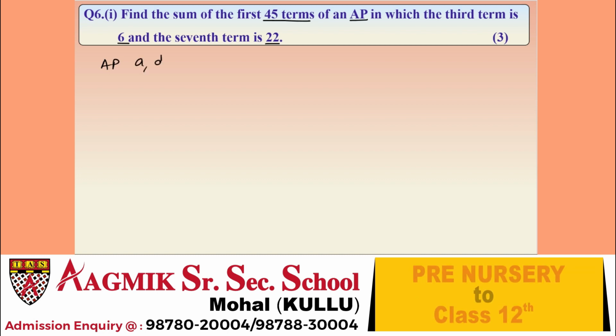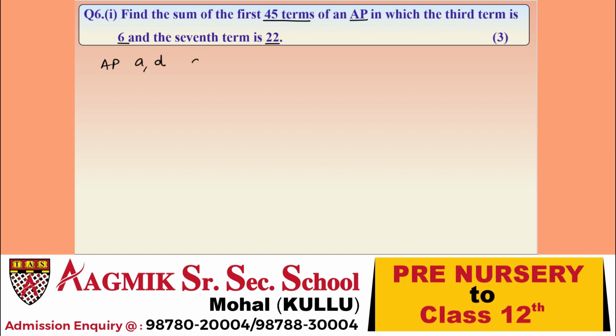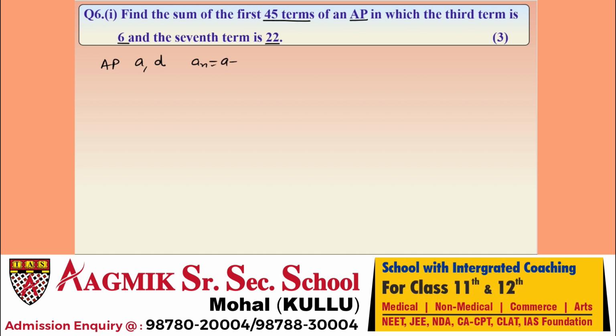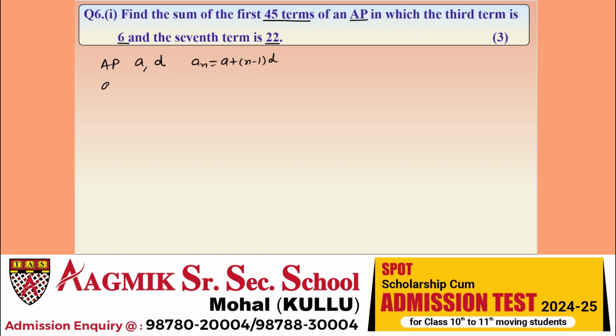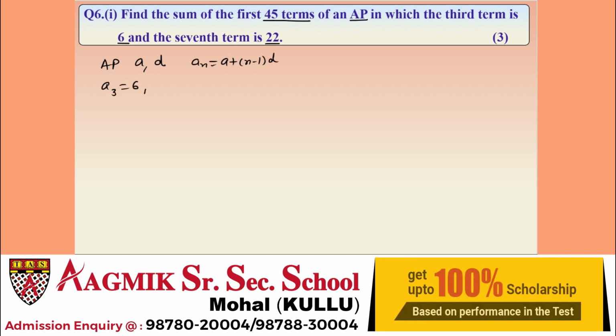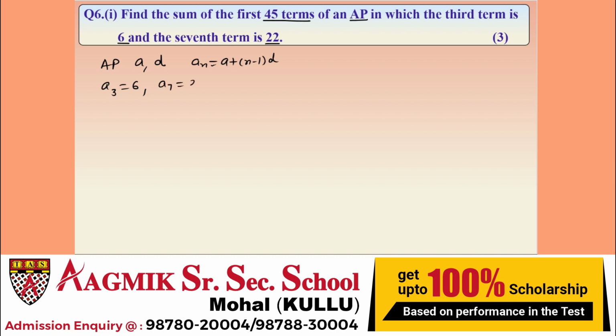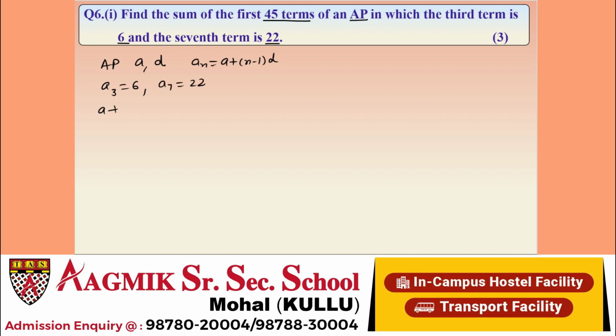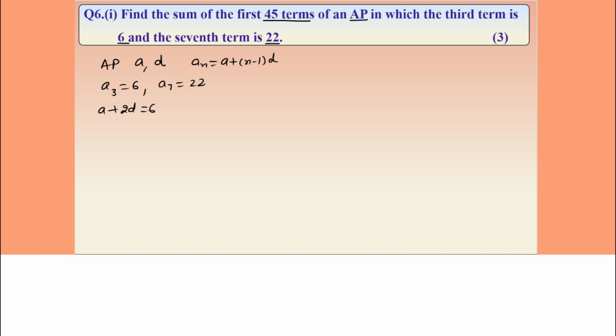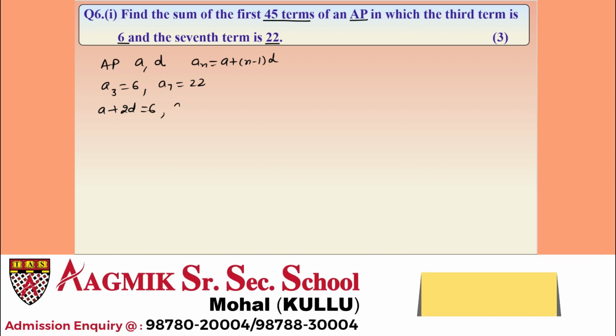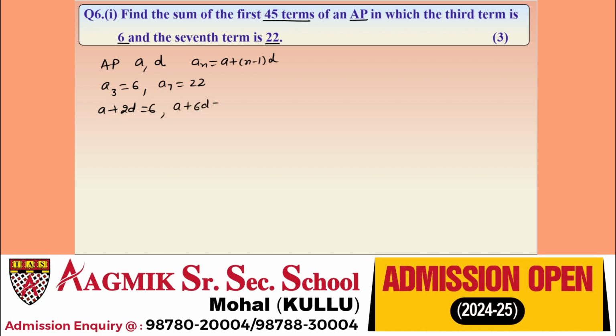Let the first term be A and the common difference be D. We know that the nth term has the formula A plus (n minus 1) into D. We are given that the third term, A3, is equal to 6 and the seventh term is 22. So the third term means A plus 2D is 6, and then we have A plus 6D is 22.